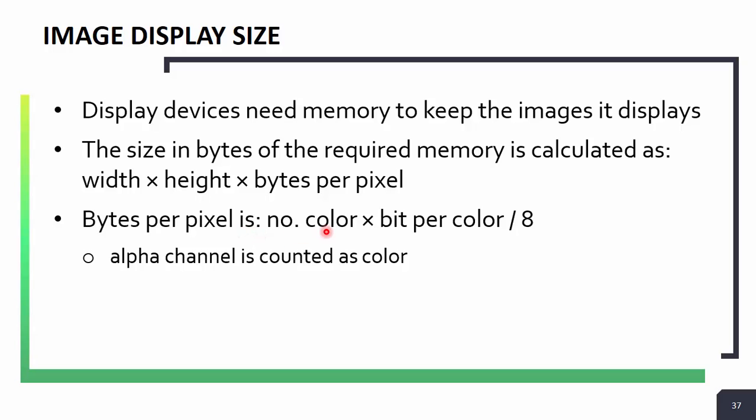Byte per pixel is number of colors multiplied by bit per color divided by 8. If this is in bytes, we don't have to divide by 8. And alpha channel is counted as a color channel. It is an addition to RGB. So alpha channel is a fourth color. And in fact, in some programming languages, they don't handle RGB, but they handle RGBA. A is for alpha channel.